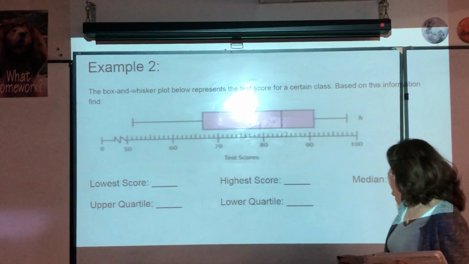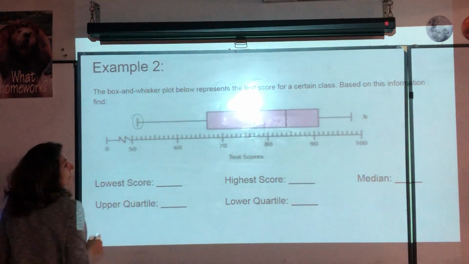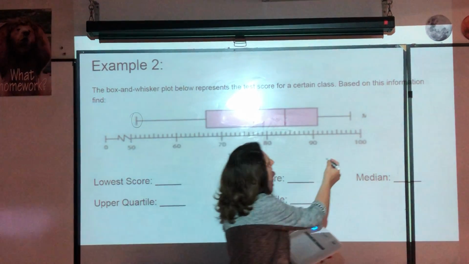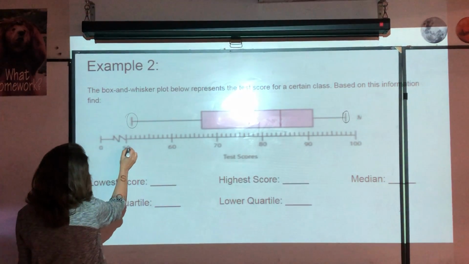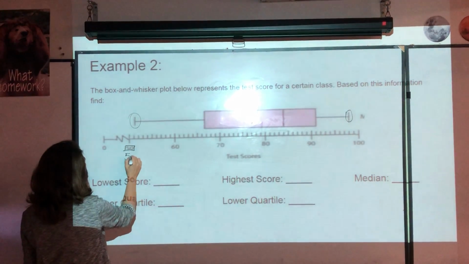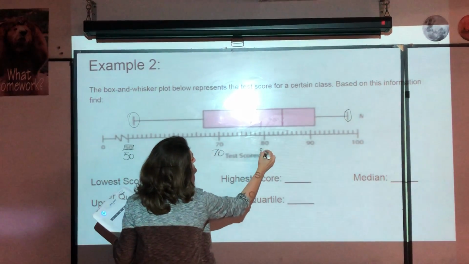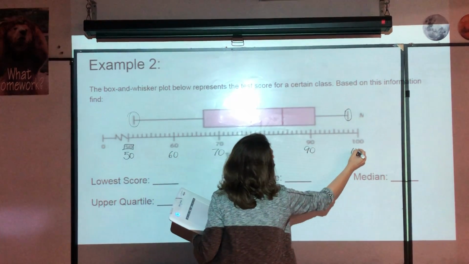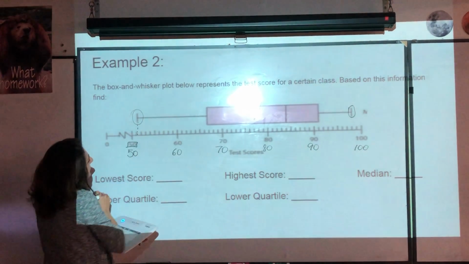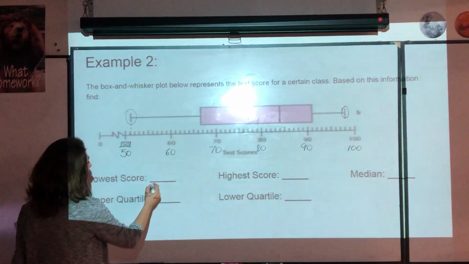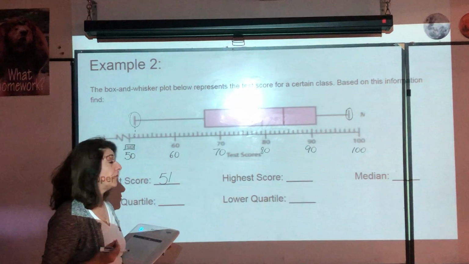The lowest score is easy to identify. It is the lowest number. And the highest score, also easy to identify, is the highest number. So the lowest number here, this is 50. I'm not sure this is very clear. 60, 70, 80, 90, and 100. So 50, this mark here is 51. So my lowest score here is 51. The student that got the lowest score got 51.